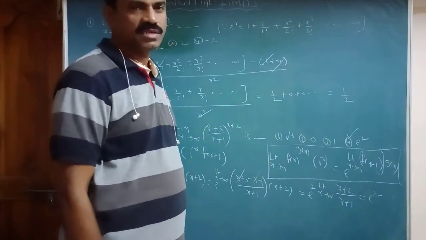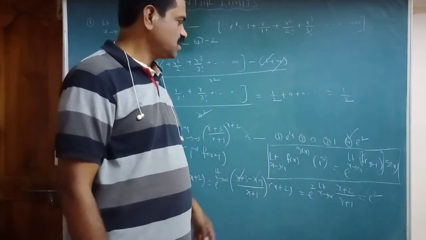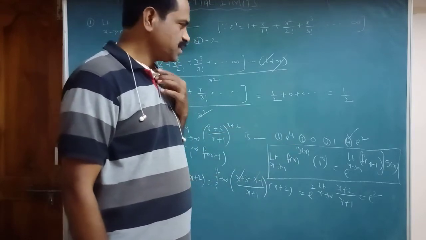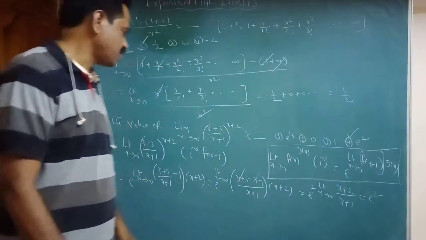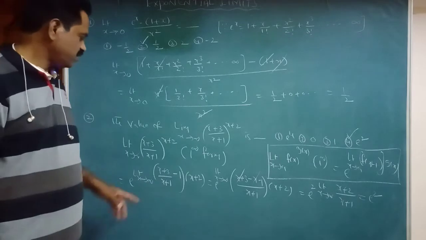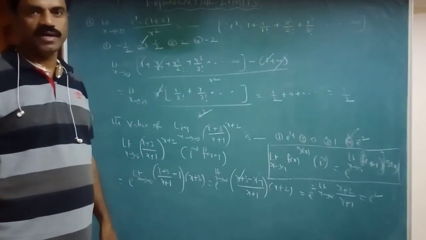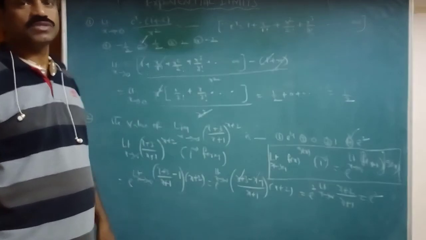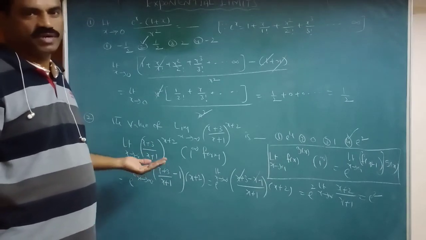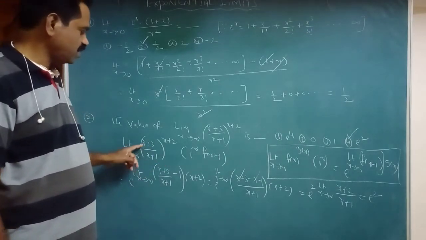Next, the value of limit x tends to infinity, x plus 3 by x plus 1, whole power x plus 2, is dash. First option is e power 4, second option is 0, third option is 1, fourth option is e square. We know that the degree is the same here, m equal to n, so the answer is a naught by b naught, the numerator x coefficient by the denominator x coefficient, which is 1 by 1.